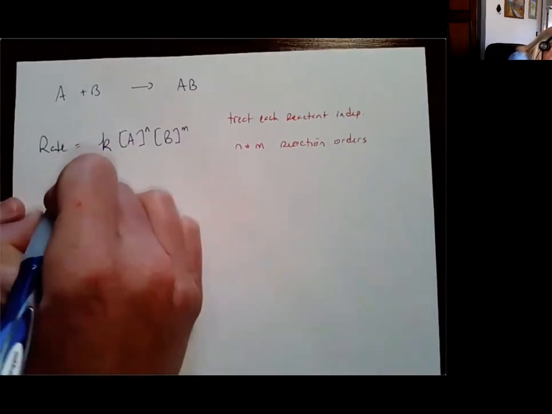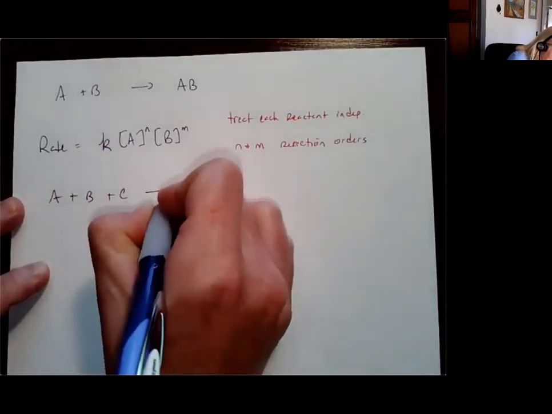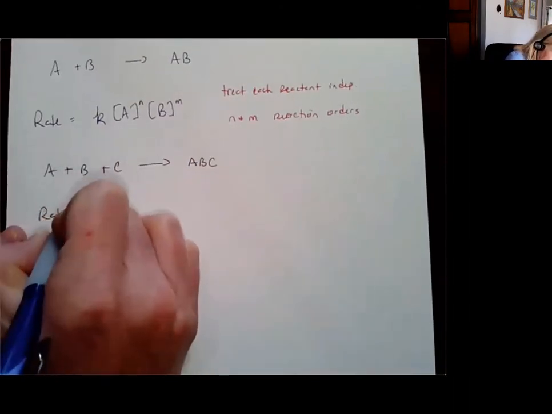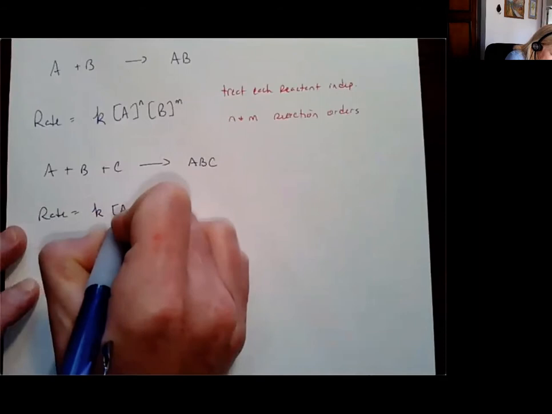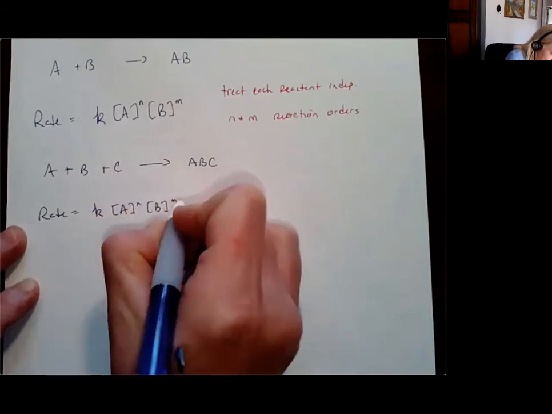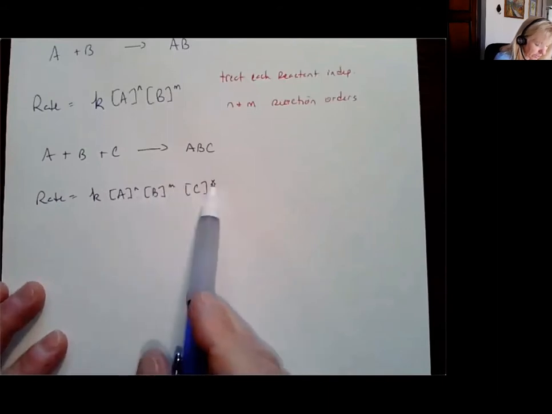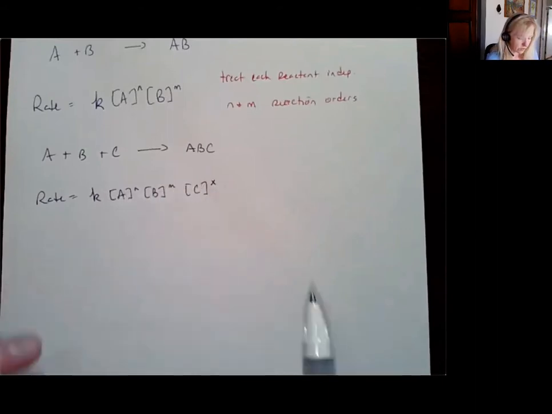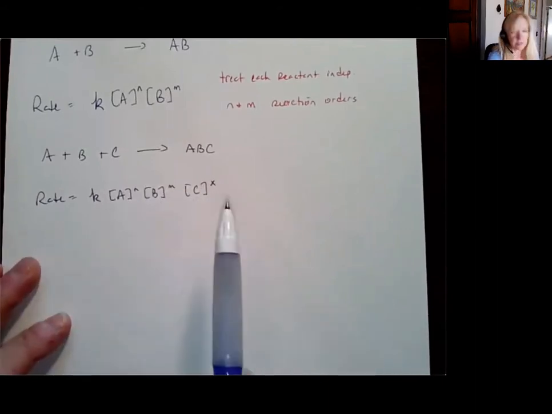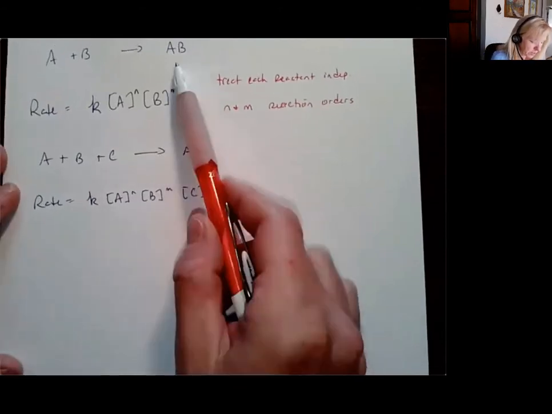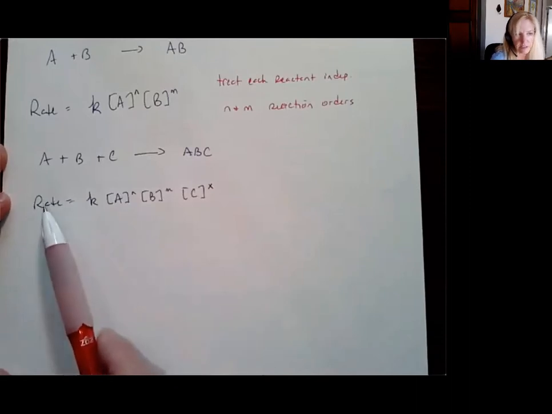Let's say I have A plus B plus C goes to ABC. Now my overall rate law would look like this. k A to the n, B to the m, and C maybe to the x. So now I'm going to have 3 different reaction orders. Or they could be the same, but they're going to be independent to the reactant itself. And so I'm not going to put the products in these rate laws, only the reactants.